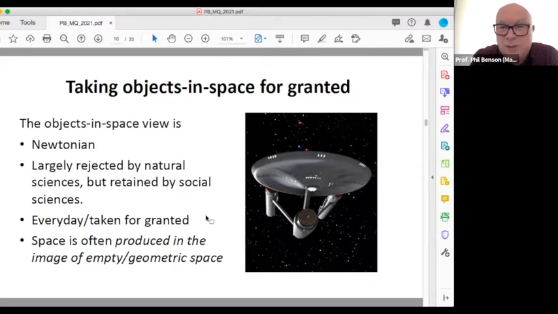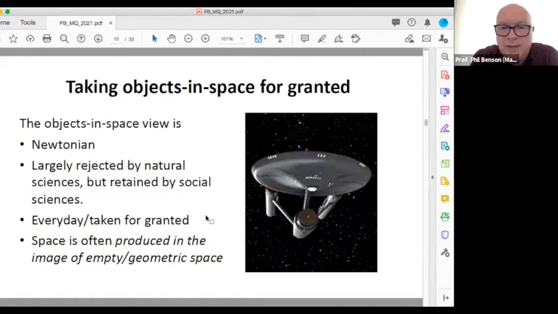It was used by the natural sciences, obviously, because that's how they took up this Newtonian perspective, but it's largely been rejected since the theories of thermodynamics in the 19th century. So it doesn't have a great hold over the natural sciences anymore, but it seems to have been retained in various metaphorical ways by the social sciences, and especially, I think, by linguistics. And as I said, it's a kind of everyday, taken for granted way of looking at space.